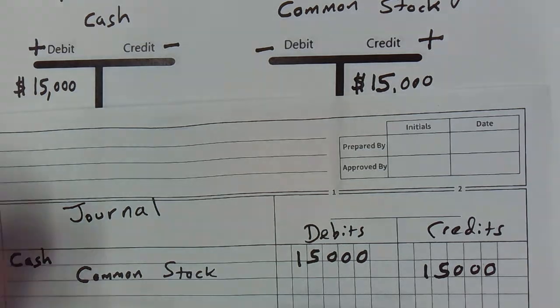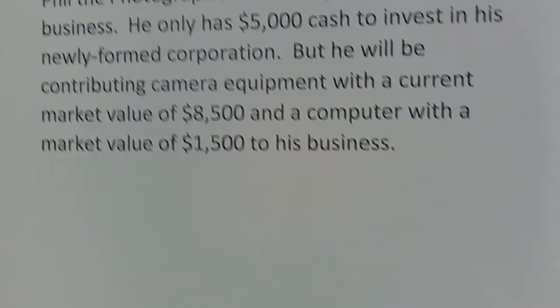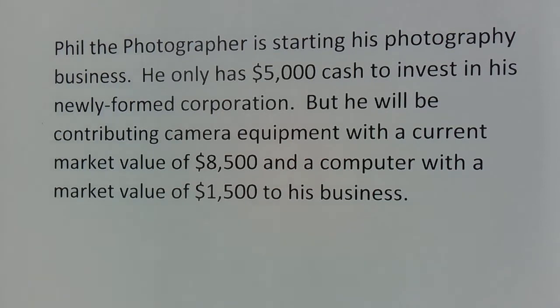But let me show you an additional, a little bit more complex transaction along the same lines, starting a company. In this one, Phil the photographer is starting a photography business. He's only going to do $5,000 cash to invest in his newly formed corporation, but he will be contributing camera equipment with a current market value of $8,500 and a computer with a market value of $1,500 to his business.